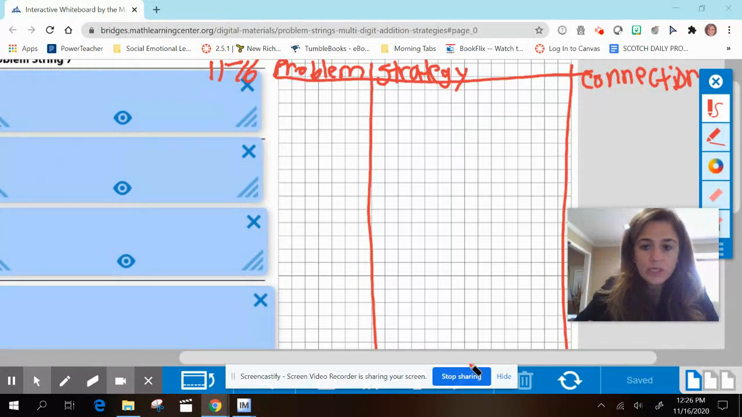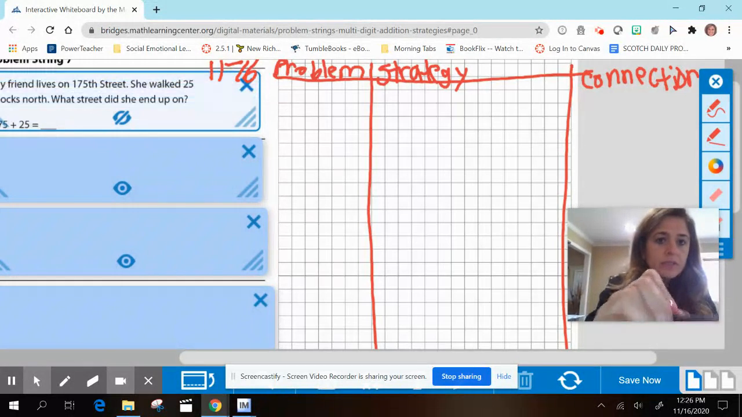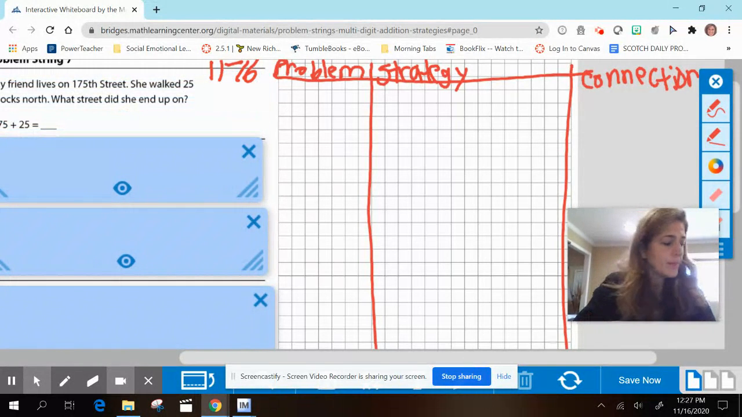Anyway, so we're going to start with our first problem. So our first problem is, let's cross that out. All right. So it says, my friend lives on 175th Street. She walks 25 blocks north. What street did she end up on?